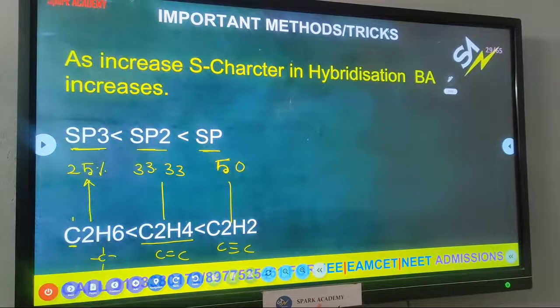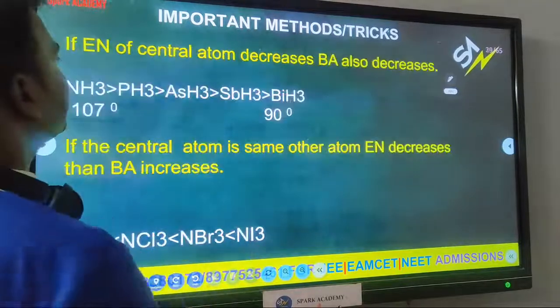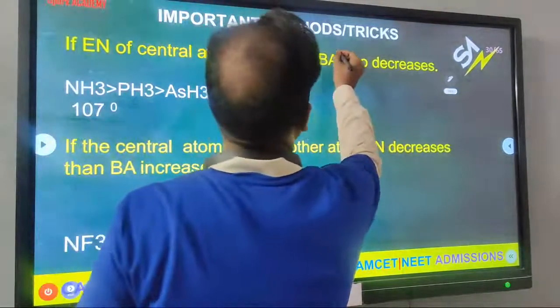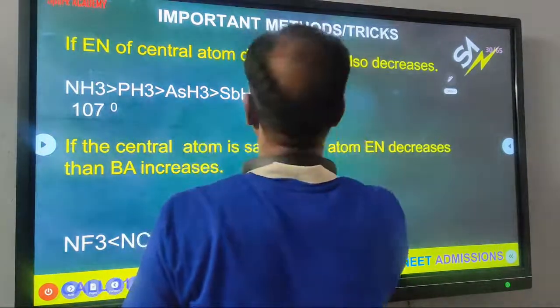Now I have written here the bond angle increasing order in the case of hybrid orbitals, and in the case of hydrocarbons. Clear? Yes. After this, we will see more applications regarding bond angle.